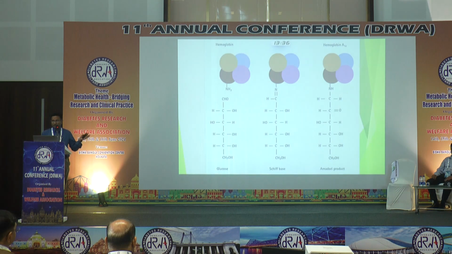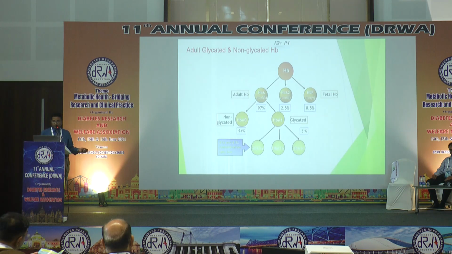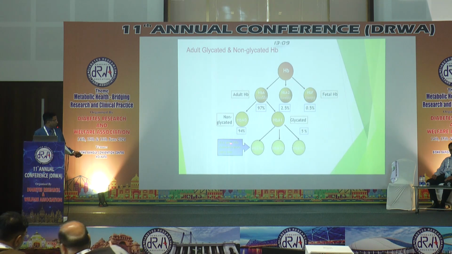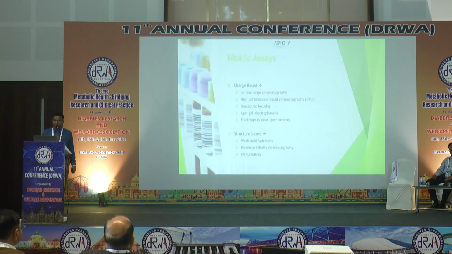This is how the glycosylation and amyloid products are made, and it looks like this. So this is adult glycated and non-glycated hemoglobin. This is hemoglobin adult A, A2, and hemoglobin F, which is fetal hemoglobin, in most cases, unless there are some hemoglobinopathies. This is the non-glycated hemoglobin A0, and A1 is the glycated one, for which A1A and A1B are in very low concentration. Mainly what we are concerned with is A1C, which is around 5%.